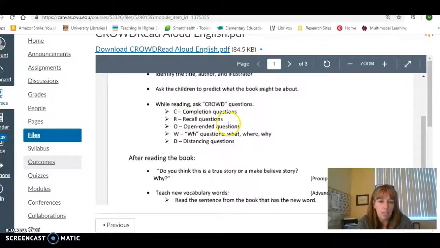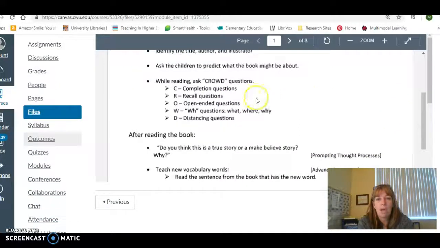Recall questions are asking questions like, what did the brown bear see? Open-ended questions would have no right or wrong answer. If you were the bear, what might you have seen? And then you have your WH questions, like where, what, why, those types of questions. And then distancing questions, which move you away from the text but stay still sort of connected. I have some samples of each of those in your assignment.